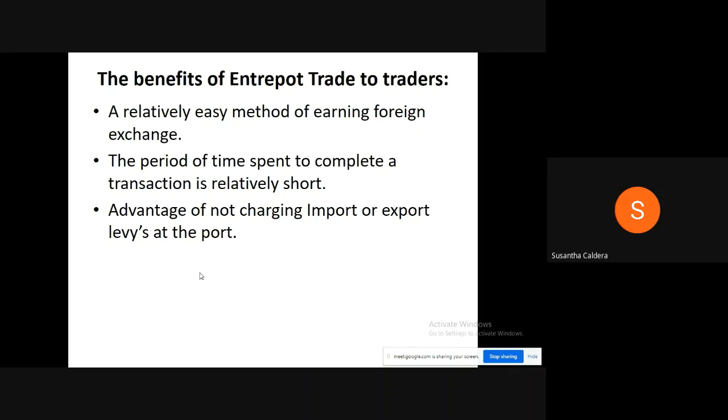C. Exportation of goods directly from a second country to a third country without the goods physically arriving in Sri Lanka.